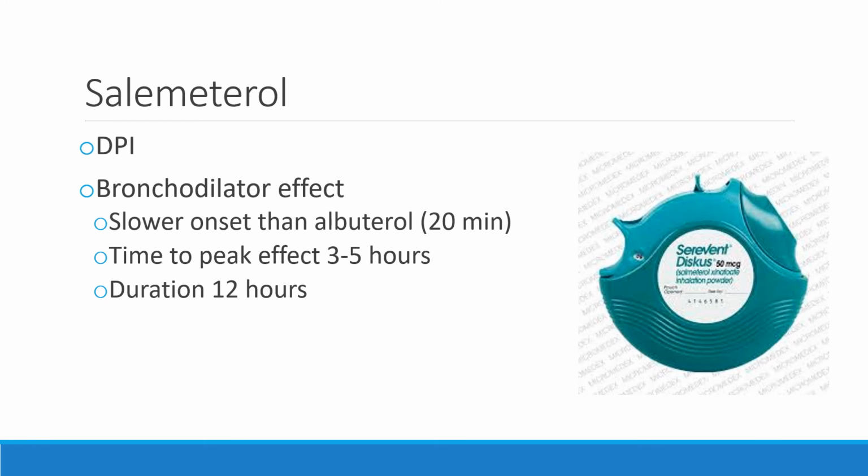Salmeterol is the dry powder inhaler. You might have seen this out there. It does have bronchodilator effect. It's a slower onset than albuterol by about 20 minutes. Time to peak is around 3 to 5 hours in that range. The duration is 12 hours or longer. It depends on how quickly their system gets rid of it. But this one is beta-2 selective. It has a slower peak time of effectiveness, and like I said, this is not for rescue. This is not like, I'm short of breath, let me take my Serevent Diskus. No, that's not the case, right? This one is longer duration. We need to take it.